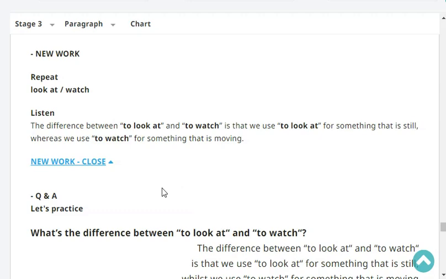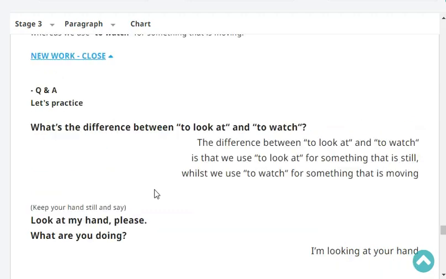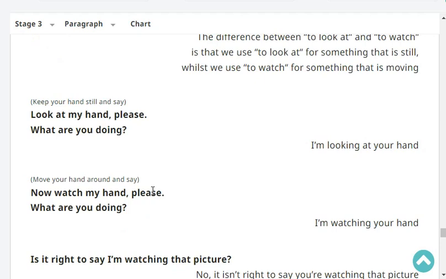Okay? Let's practice. What's the difference between to look at and to watch? The difference between to look at and to watch is that we use to look at for something that is still, whereas we use to watch for something that is moving. Very good.